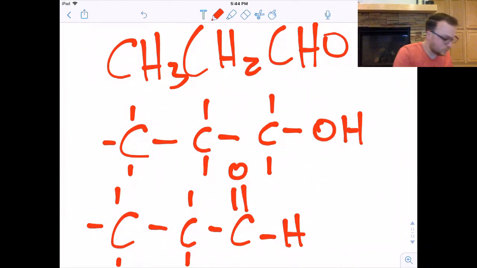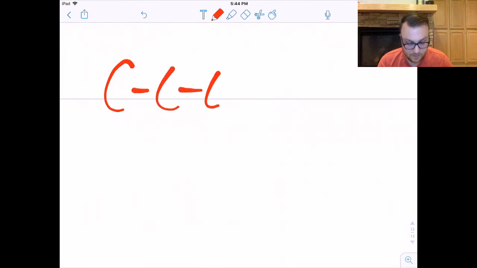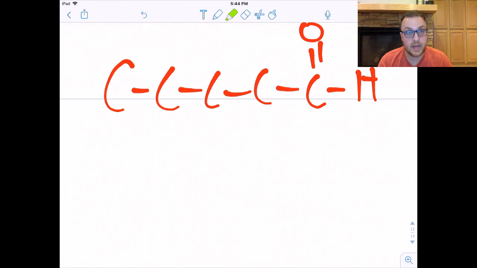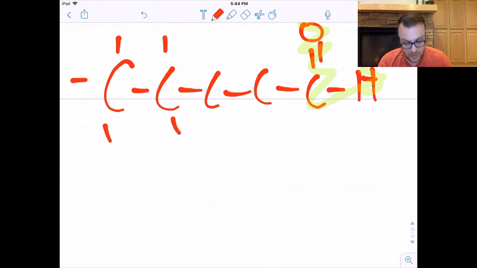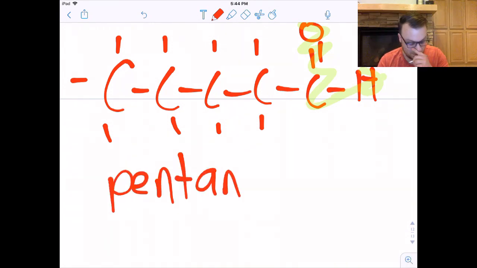So, when you name an aldehyde, for example, if you were given this, you know it's an aldehyde because of this group at the end, that C double bond O attached to an H. So, count your carbons. There's 5. That's normally pentane. But since there's an aldehyde group attached to it, we call it pentanal.